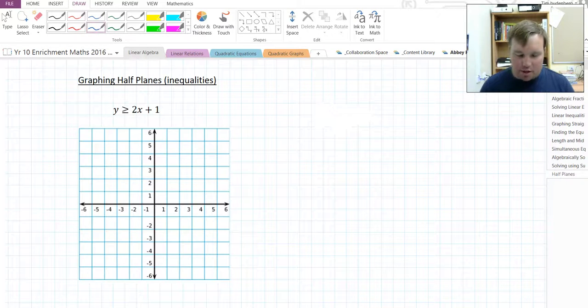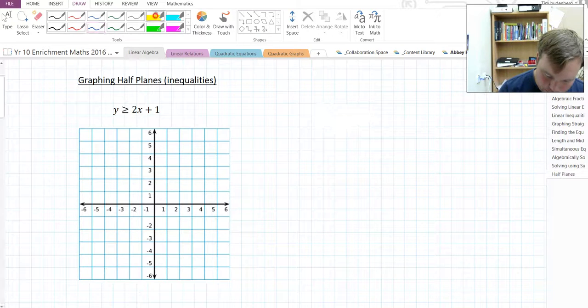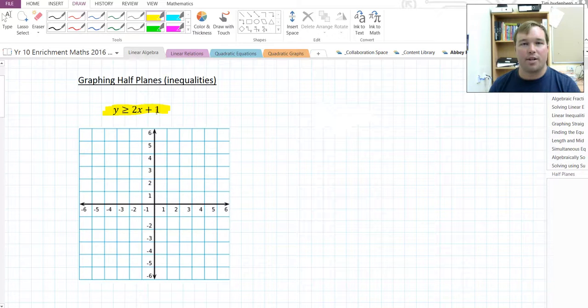Today we're looking at graphing half-planes, as the textbook calls them, or as most people call them, linear inequalities. Now, a linear inequality typically looks like this. y is greater than or equal to 2x plus 1. And today we're going to show how to draw that graphically and represent it on a graph, or a Cartesian plane.